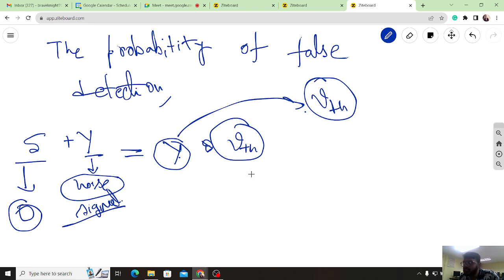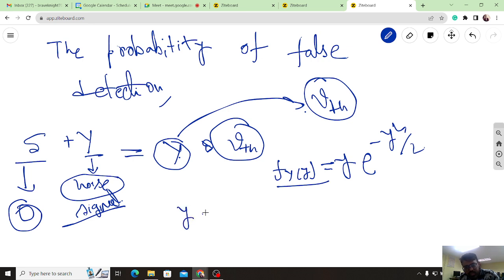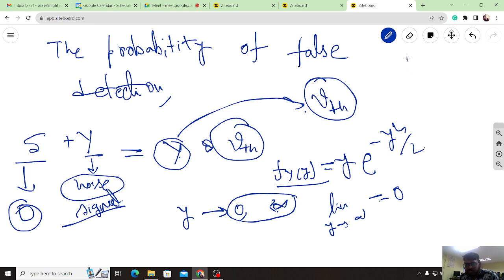But the distribution of Y is said to be y e to the power minus y square by 2. So the domain of y can go from 0 to infinity. When the limit of y tends to infinity, its value will be 0. So the curve will be something like this.